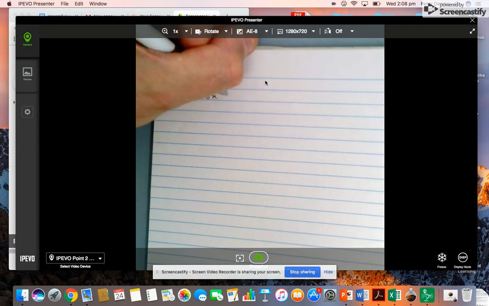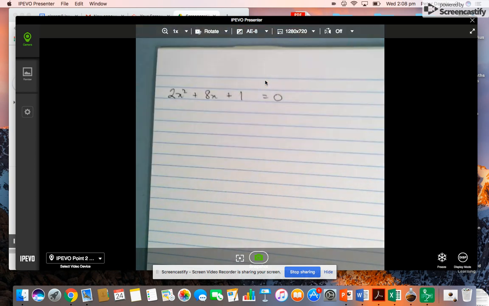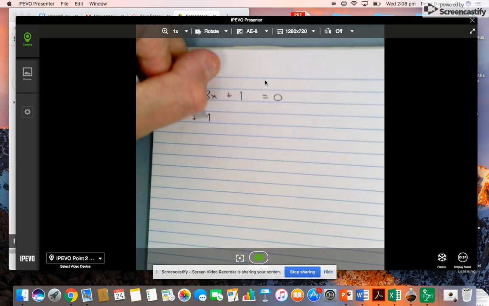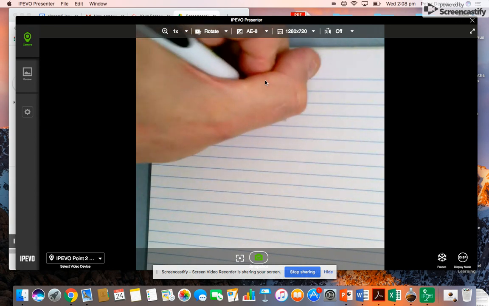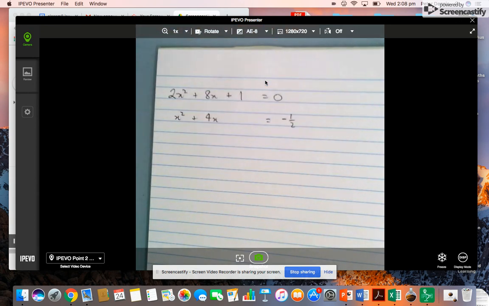It gets trickier when there's a power out the front, perhaps. So 2x squared plus 8x plus 1 equals 0. The first thing I would do is divide everything by the 2 to get back to x squared plus 4x equals minus a half. So I've done the 2 steps there. I've divided by 2 to get a half, and then I've taken the half over.